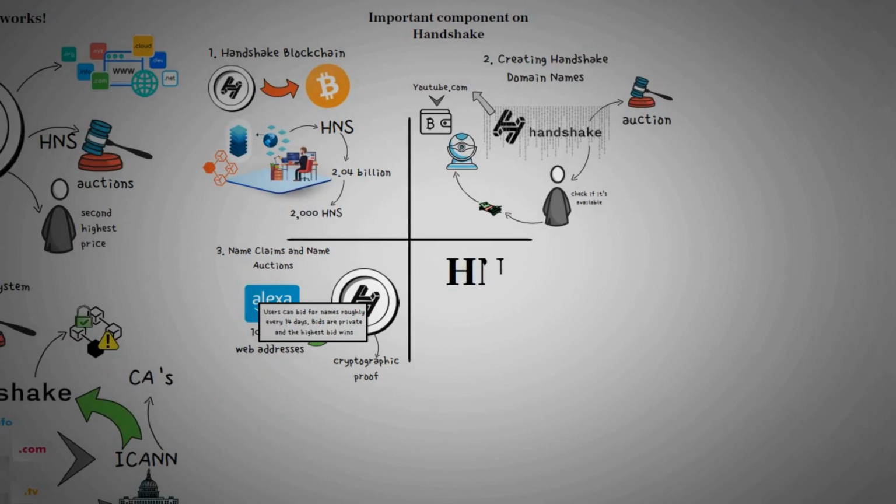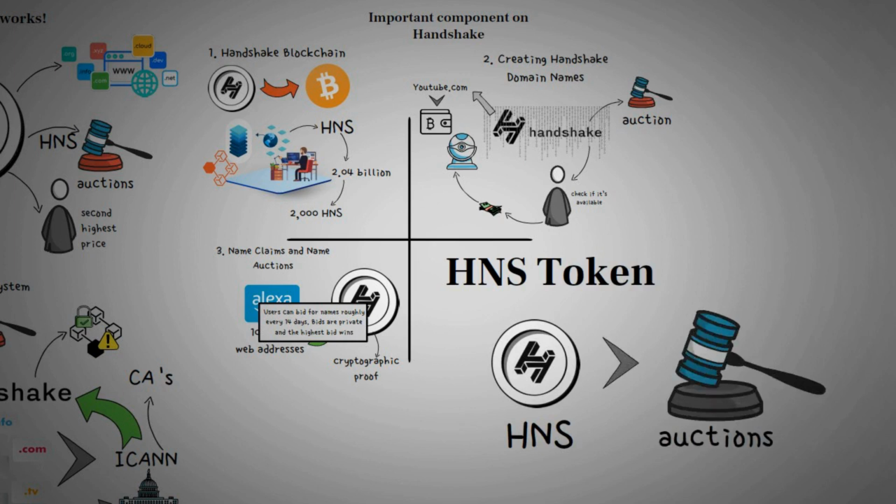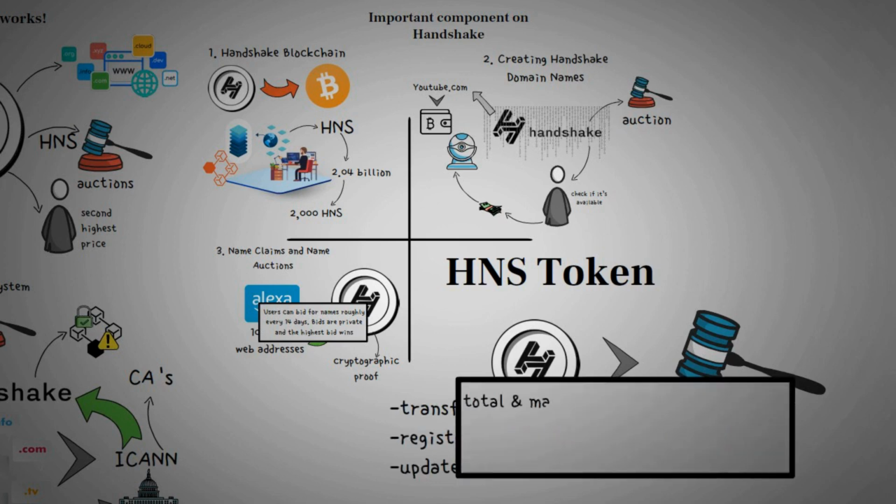Now let's look into the HNS token. The official currency of the Handshake network is HNS. This means users need to buy HNS to participate in auctions for domain names. And it's used by participants to transfer, register, and update domain names. The token has a total and maximum supply of 2.04 billion.